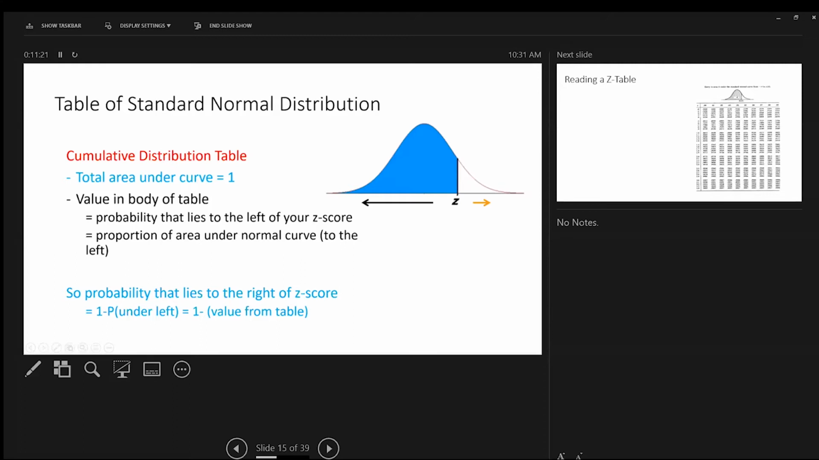When we calculate a z-score, this is a number line. This is literally a number line with z equals 0 in the center. The mean equals 0.